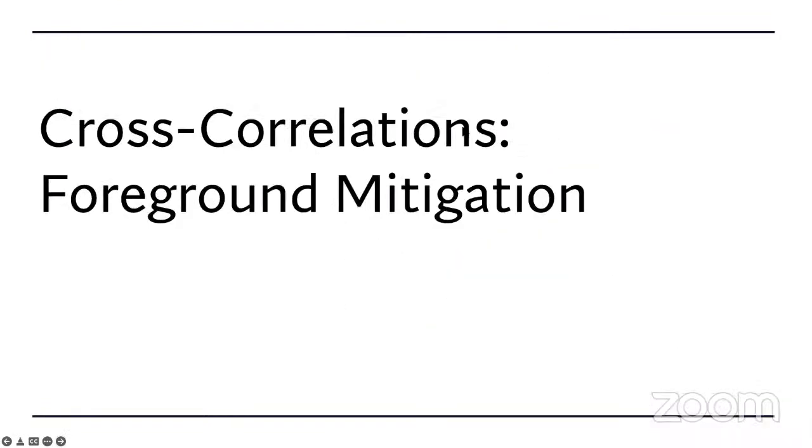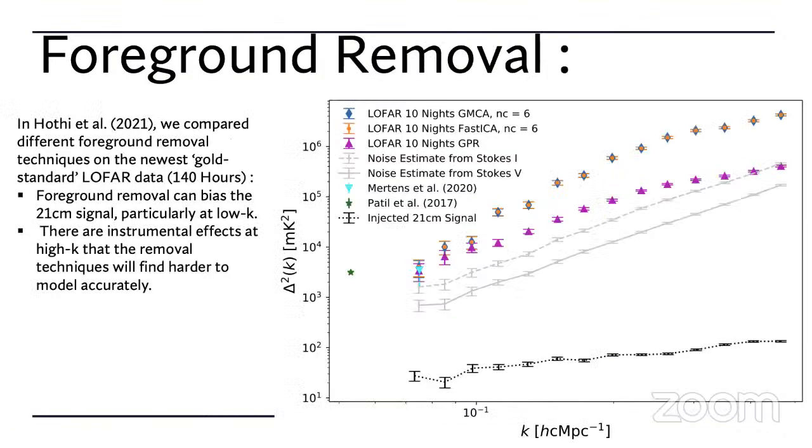Because I predominantly focus on foreground removal, I want to see what prospects we have for foreground mitigation now that we're happy with cross correlations with light cones. As also mentioned in Isabella's talk, techniques like GMCA and FastICA are more component based. Because they are scale independent, they model the same number of components at every scale, and often at the high k end of our power spectrum, they can't capture the instrumental effects.